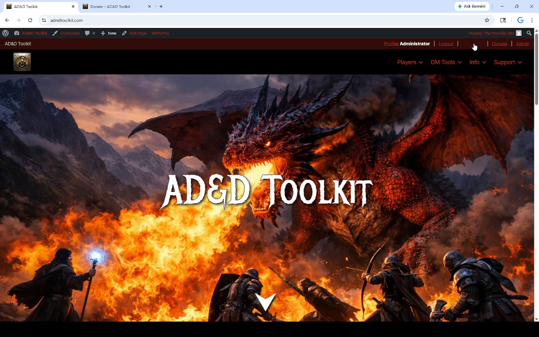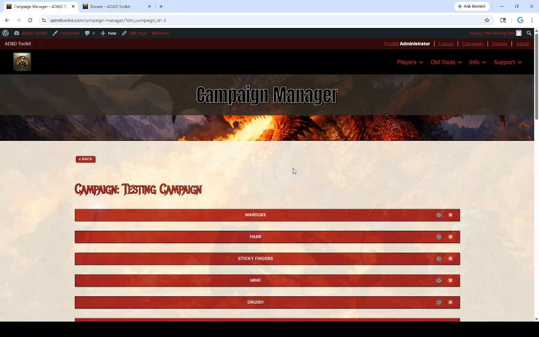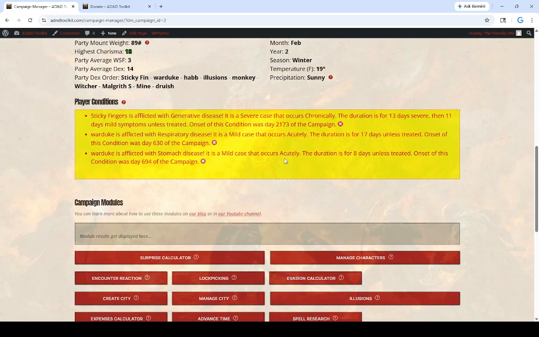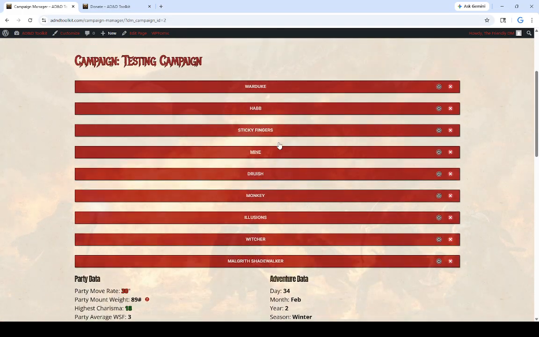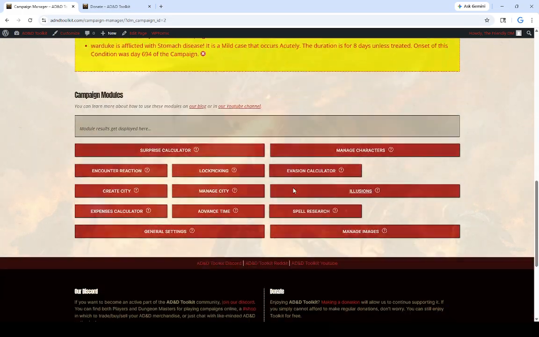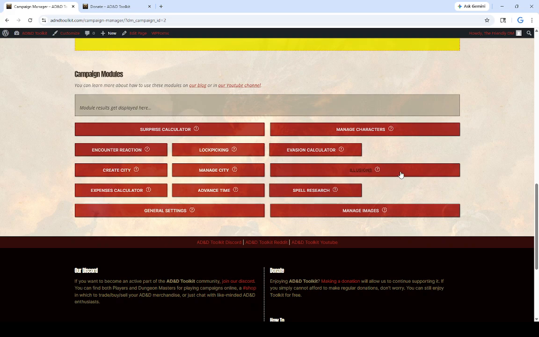So I'm going to go to my campaign manager. This is a testing campaign that I have with a bunch of characters in it. And illusions, here's the module for illusions. So this illusion module most specifically addresses phantasmal force and improved phantasmal force, but it does pertain to illusions in general.